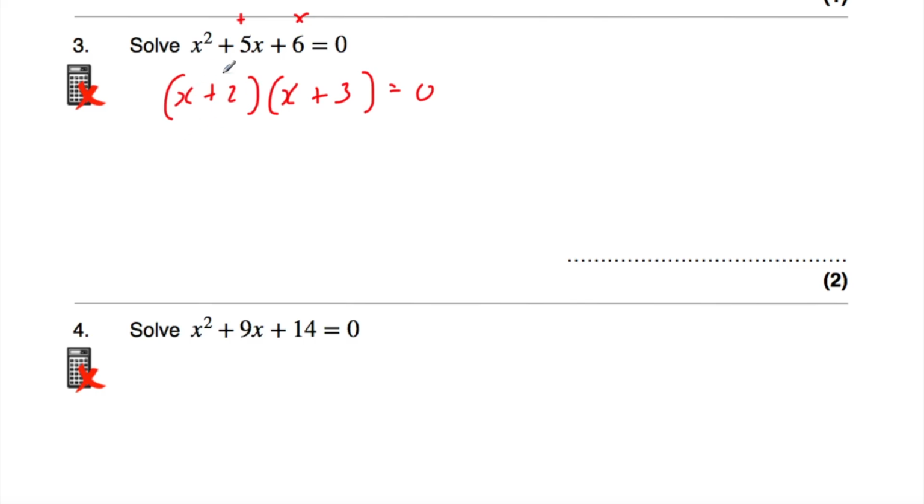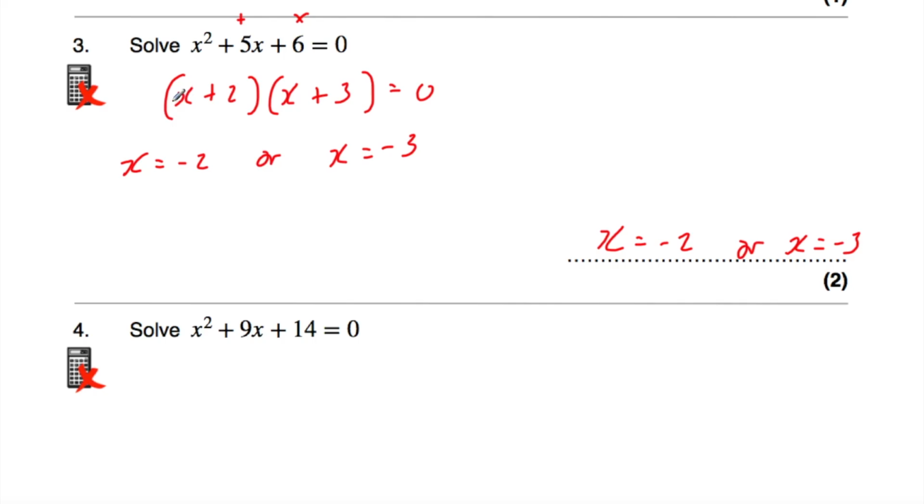So in terms of this bracket here, to make this bracket equal to 0, x would be equal to negative 2 because negative 2 plus 2 is equal to 0. So that's one possible solution. x is equal to negative 2. Or our other solution, to make this bracket equal to 0, x would be equal to negative 3 because negative 3 plus 3 is equal to 0. So that's our two solutions, that either x is equal to negative 2 or x is equal to negative 3. And there are our two possible solutions.